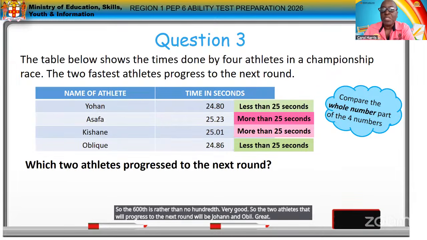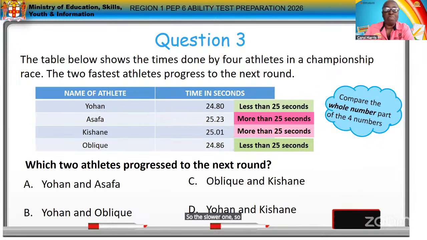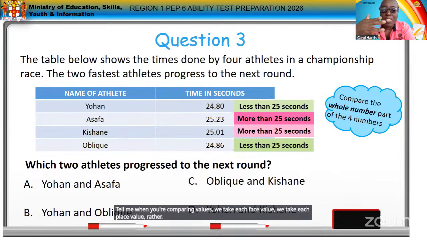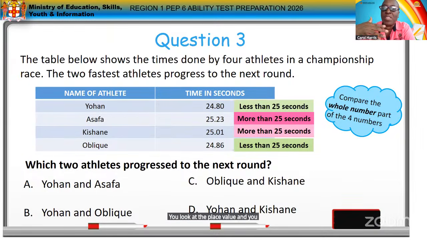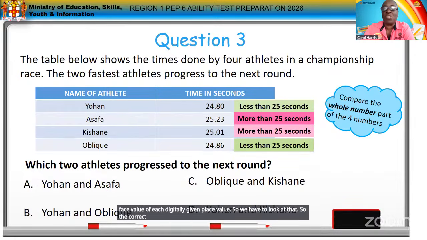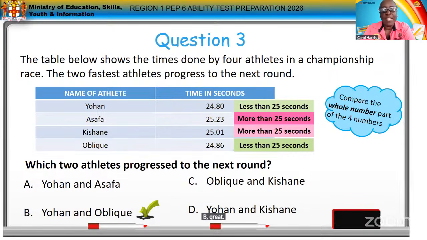Great. So remember, if we were to summarize it, when you're comparing values, you take each place value and compare based on the face value of each digit in the given place value. So the correct answer would be Johann and Oblique. The fastest time is Johann's, and the next fastest is Oblique's. B, great. All right, so that's our third.